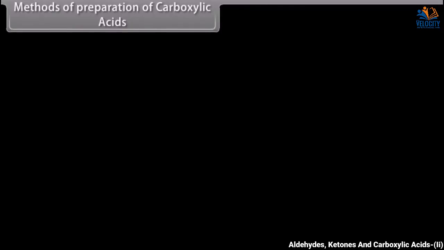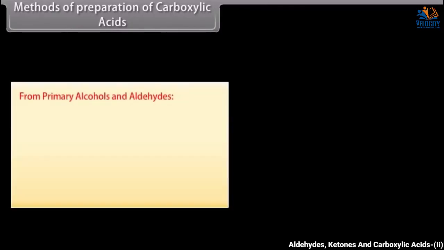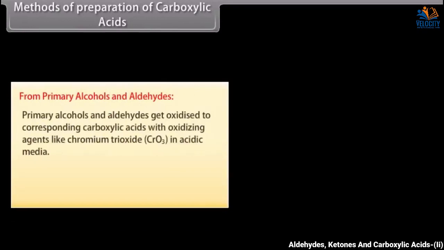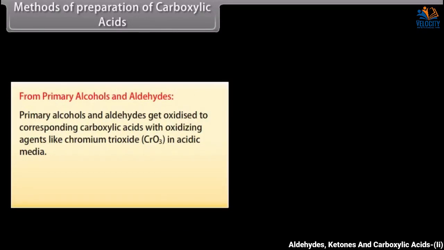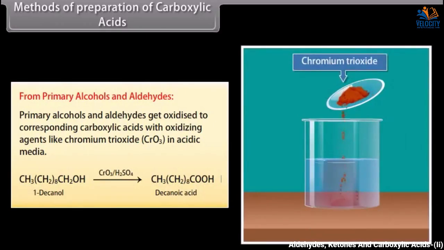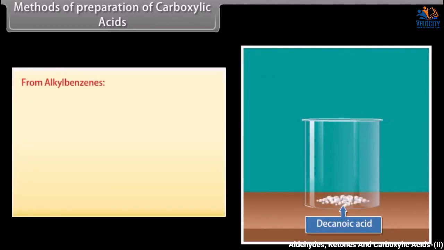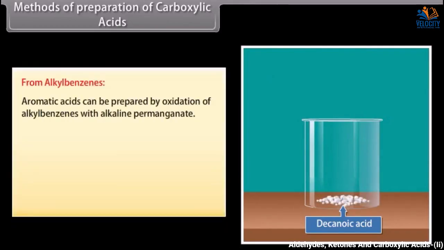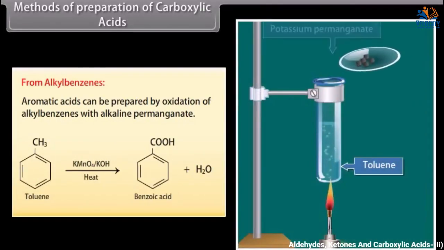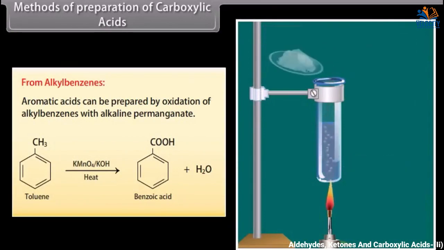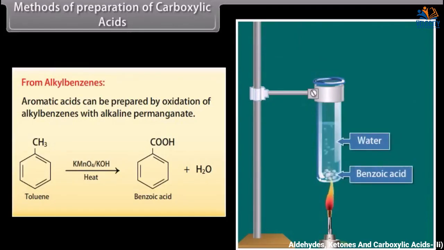Methods of preparation of carboxylic acids. From primary alcohols and aldehydes. Primary alcohols and aldehydes get oxidized to corresponding carboxylic acids with oxidizing agents like chromium trioxide in acidic media. 1-decanol reacts with chromium trioxide in acidic medium and forms decanoic acid. From alkyl benzenes. Aromatic acids can be prepared by oxidation of alkyl benzenes with alkaline permanganate. Toluene reacts with potassium permanganate in alkaline medium and forms benzoic acid with some water.